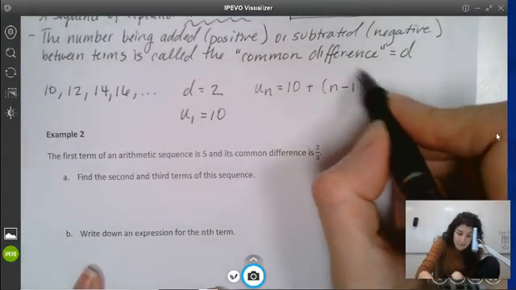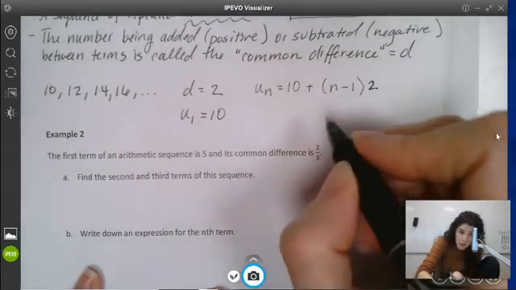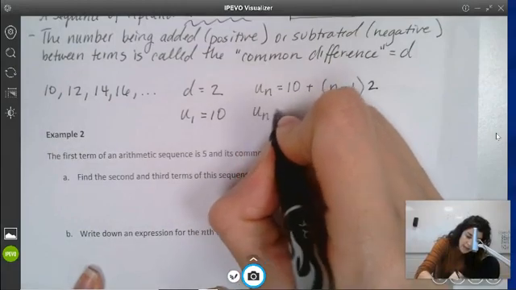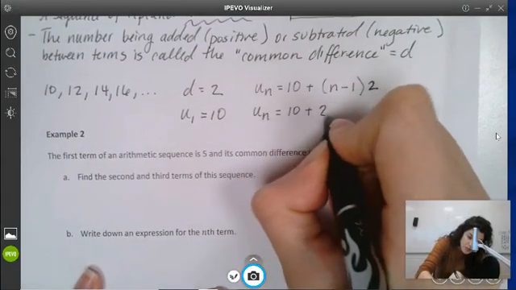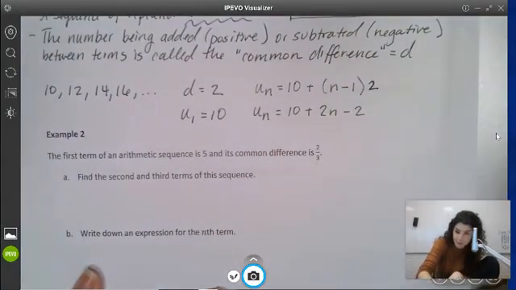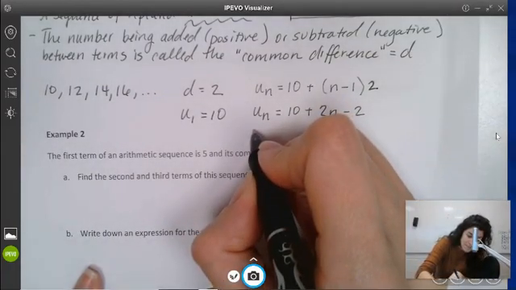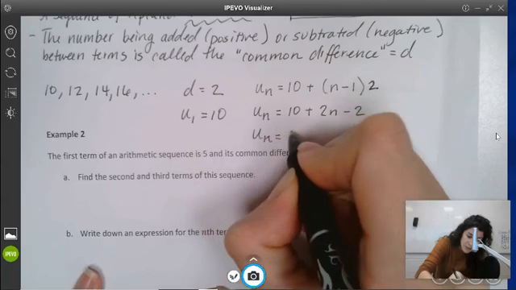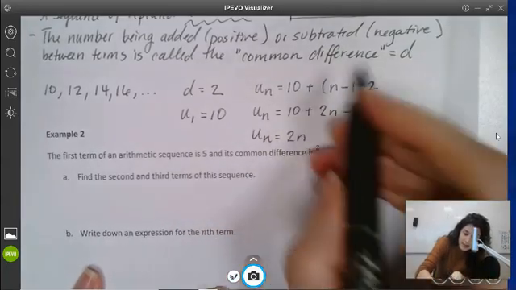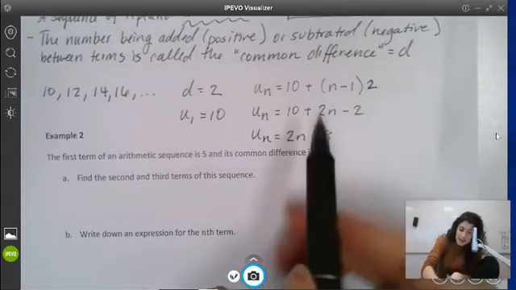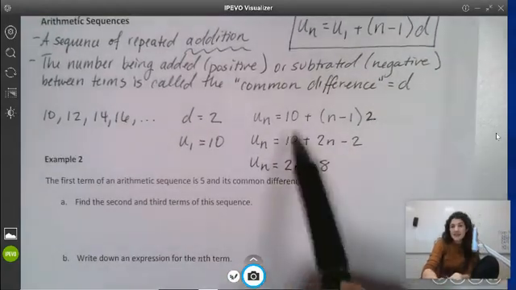I'm going to simplify this a little bit by first applying that 2 to both of those pieces. So we get u sub n equals 10 plus 2n minus 2. U sub n equals 2n, 10 minus 2 is 8. And that is your equation.